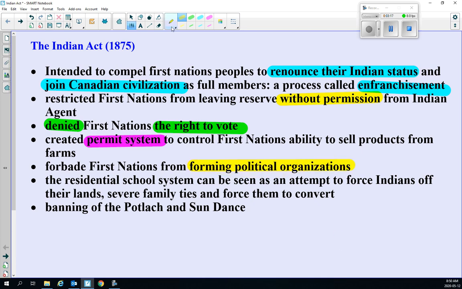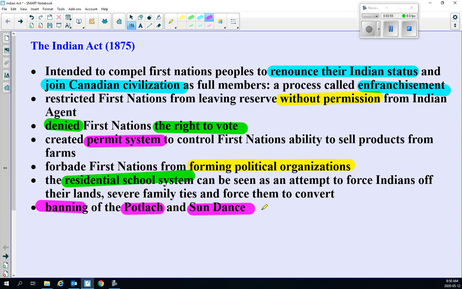And of course, the residential school system, which you would have learned in 10-1, is an illiberal act. And finally, just a couple more specifics you might want to ponder. The banning of the potlatch and Sundance, which were First Nations traditional cultural practices. The potlatch was a gift-giving ceremony practiced among First Nations peoples of the West Coast in Canada. The Sundance was a religious ceremony, a cultural ceremony practiced by the Great Plains First Nations in Western Canada.